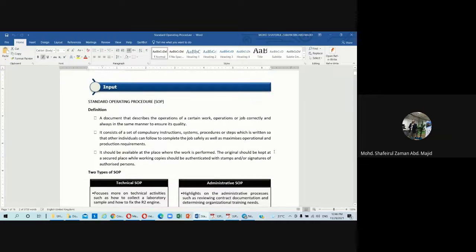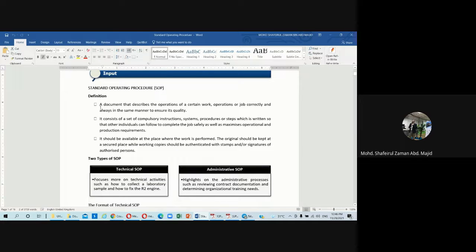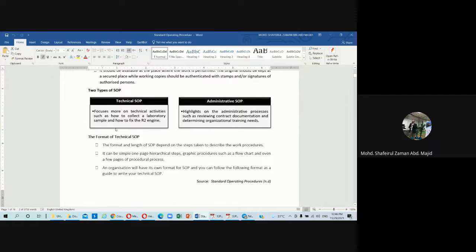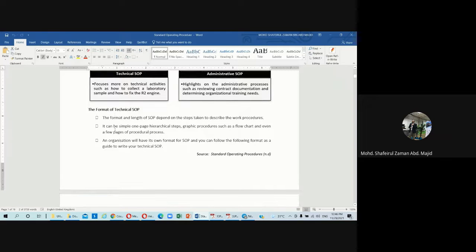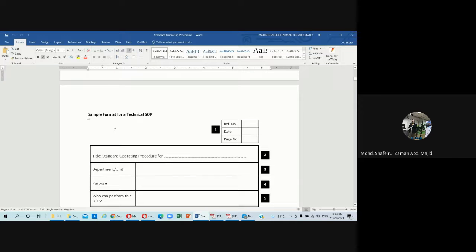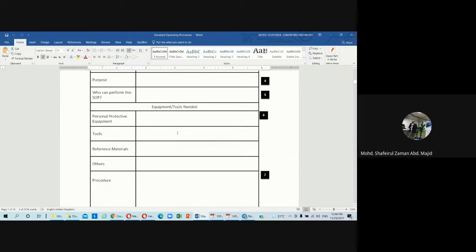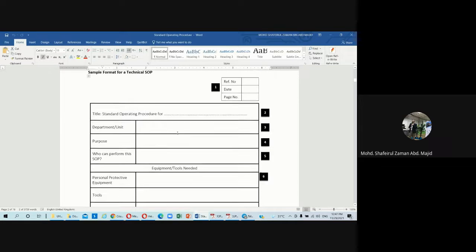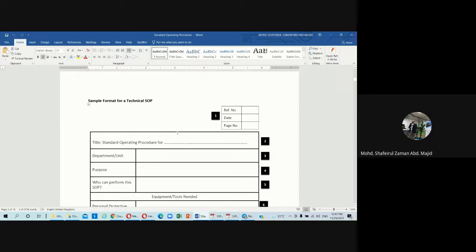Okay, so the input here, I'm going to skip this because I have explained to you the two types of SOP. And then the format of the SOP. All right, so this is for you to know, and this is very important, especially for your next assessment, Assessment 2. There are several things that you need to take into consideration. This is really important for the format of a technical SOP.